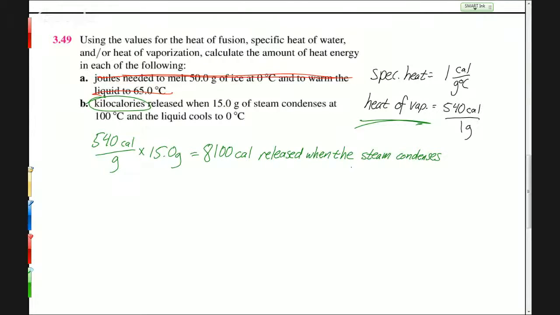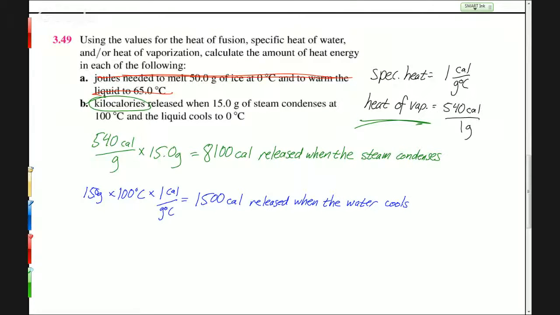And then the second part is the cooling. And that's done just like all the other cooling problems. So we take our 15.0 grams times the change in temperature, which here is 100 degrees, because it's going from 100 to 0, times the specific heat, 1 calorie per gram degree C. And that's 1,500 calories. And that's released when the water cools.